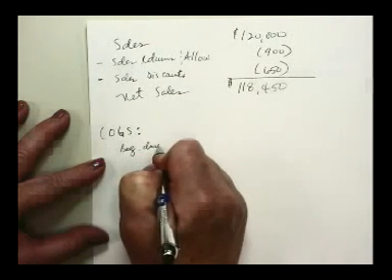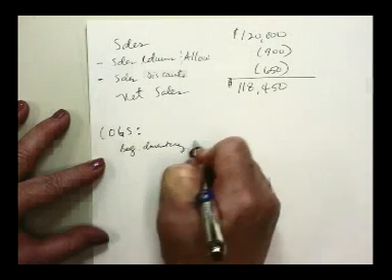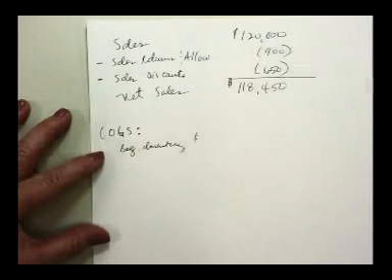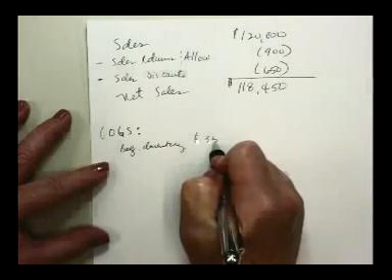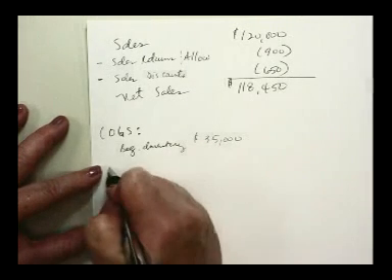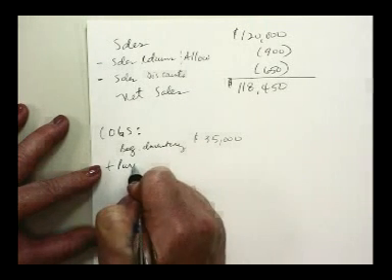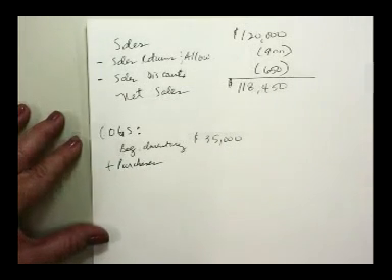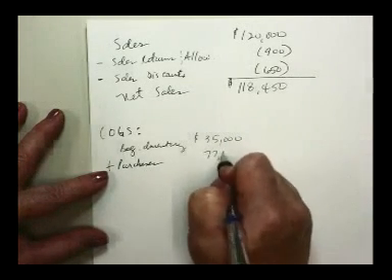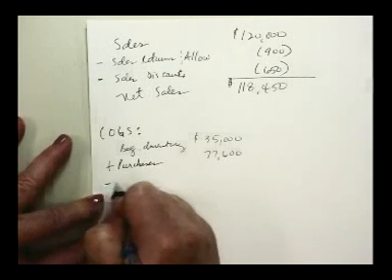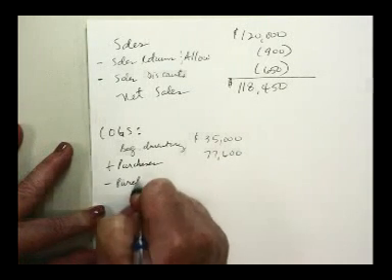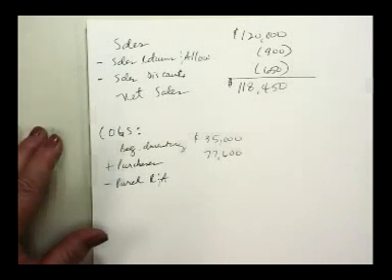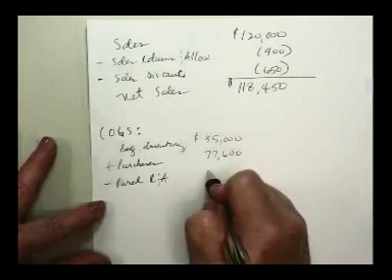Beginning inventory is $35,000. Then we'll add purchases for the year, which was $77,600. But we'll subtract purchase returns and allowances, which was $4,100.